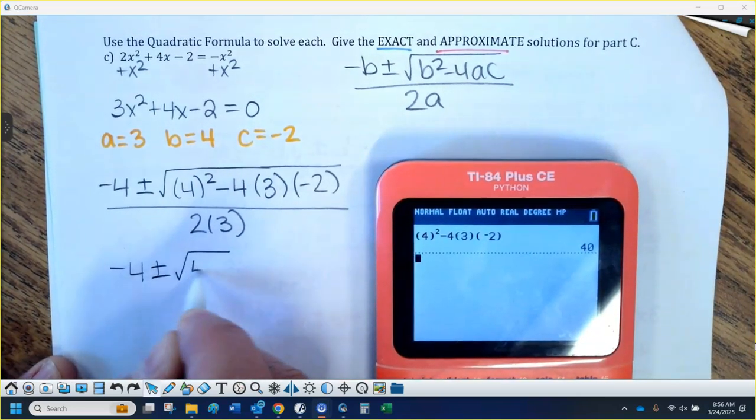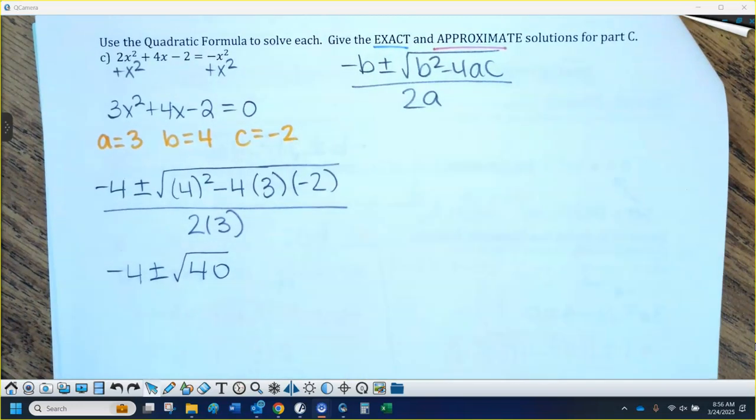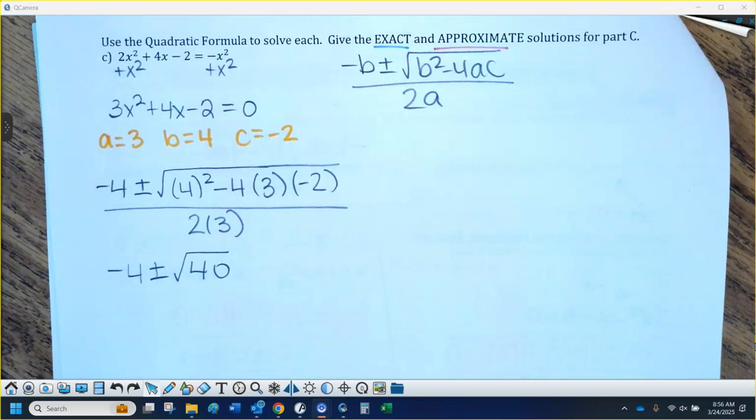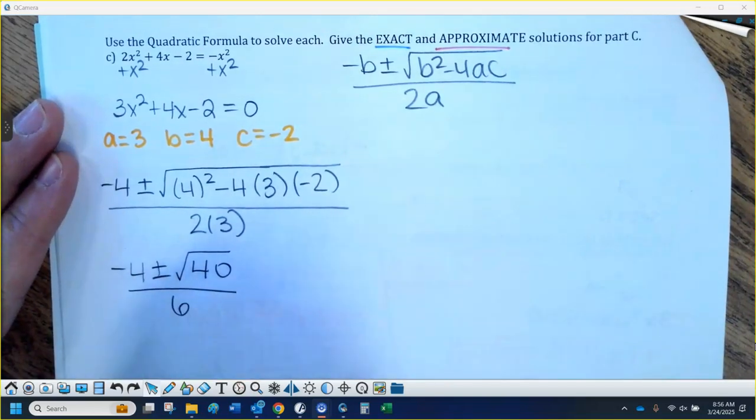Now, unlike all the questions previously that we've done, the first question I had a square root of 49, that was a perfect square. Second question we had 0, that's a perfect square. Last question we had negative 100, that's a perfect square in imaginary land. This 40 is not a perfect square. Okay, so I'm going to put this 2 times 3 on the bottom is 6.